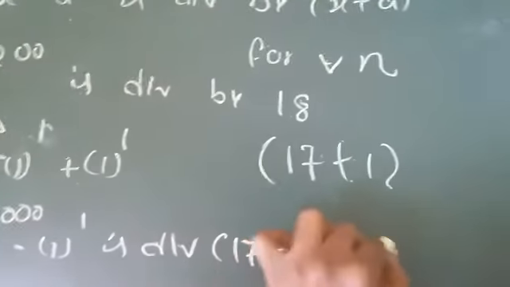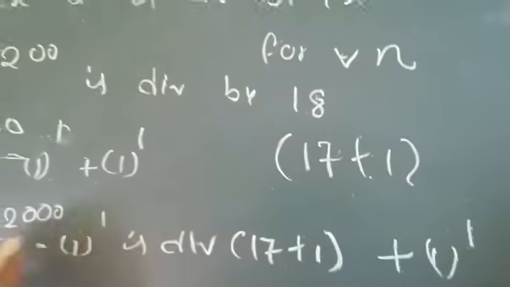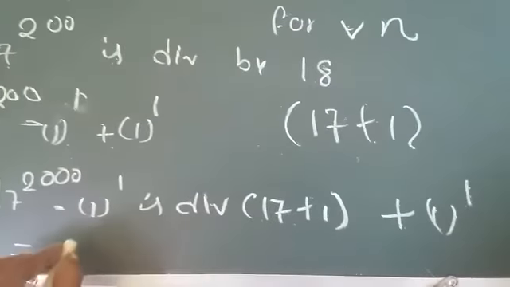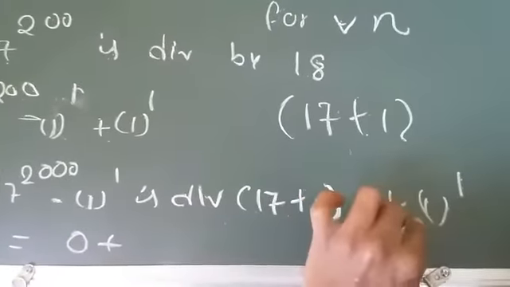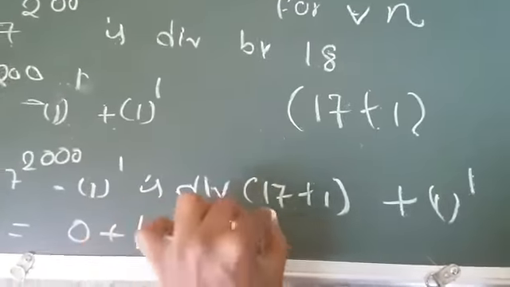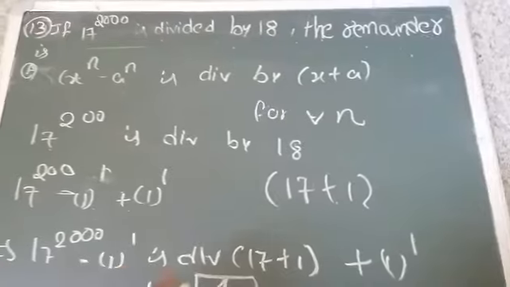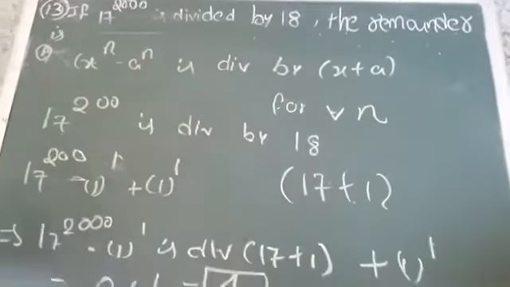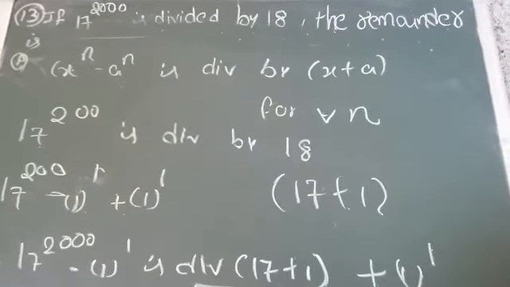Here you added 1, so let us write the 1 as extra. If you divide this number, you will get remainder 0, and the extra thing is 1. So the remainder will be 1. So the final answer will be, the remainder will be 1. I hope you understood how to find the remainder.